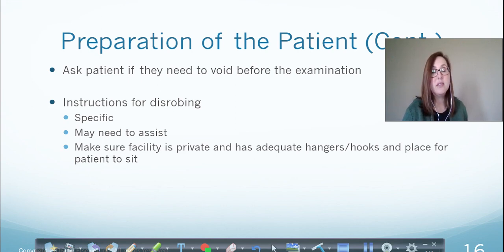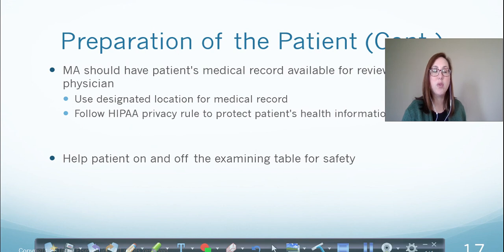You might need to assist someone who's elderly and needs a little bit of help getting their clothes off and getting the robe on or gown, whatever they're putting on. And you want to make sure that it's private and there's places for them to put their clothes. They know where to sit. They can sit on the exam table. Maybe they can sit in the chair. There might be hooks or hangers on the back of the door or maybe on the wall. So just knowing that and giving them that information helps them feel more comfortable.